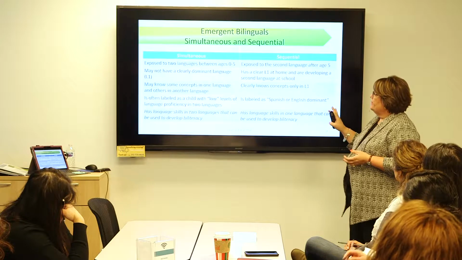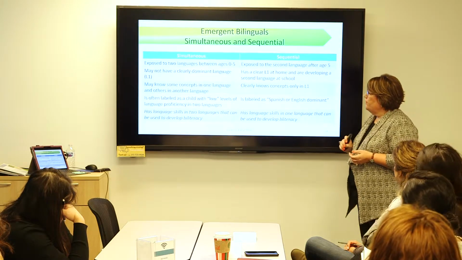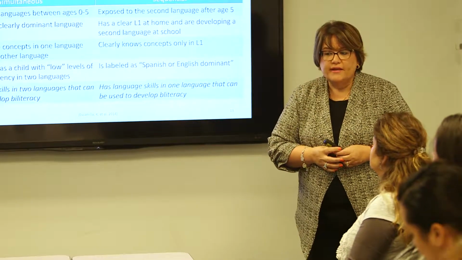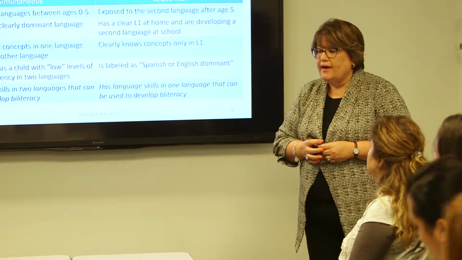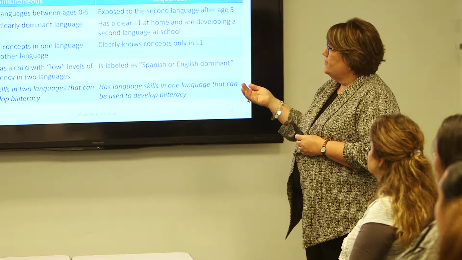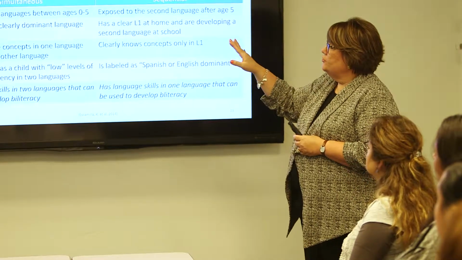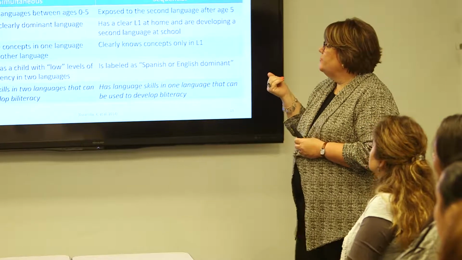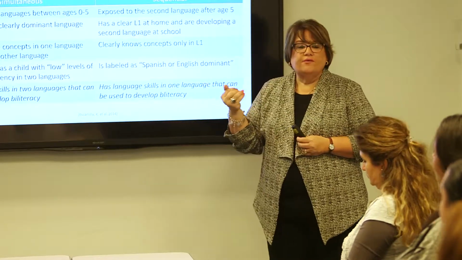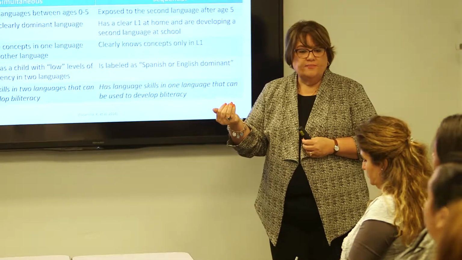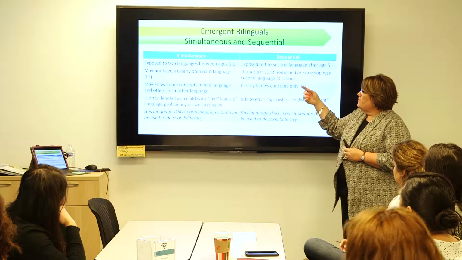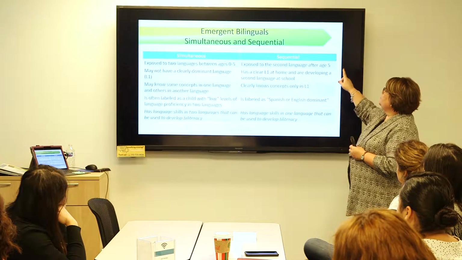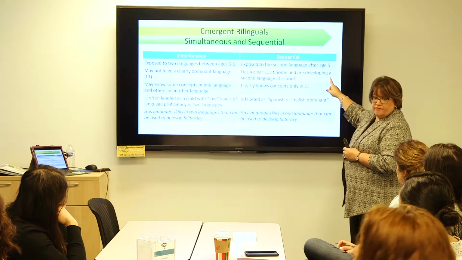So here is a little bit of drawing from the work of Kathy Escamilla, a little bit of this definition of simultaneous and sequential bilinguals, okay? So let's look at it. Simultaneous are those students exposed to two languages, and be thinking of the learners in your classroom, exposed to two languages between ages 0 and 5. Do you have students like that? They may not have a clearly dominant language, whereas in the sequential, they're exposed to the second language after age 5.